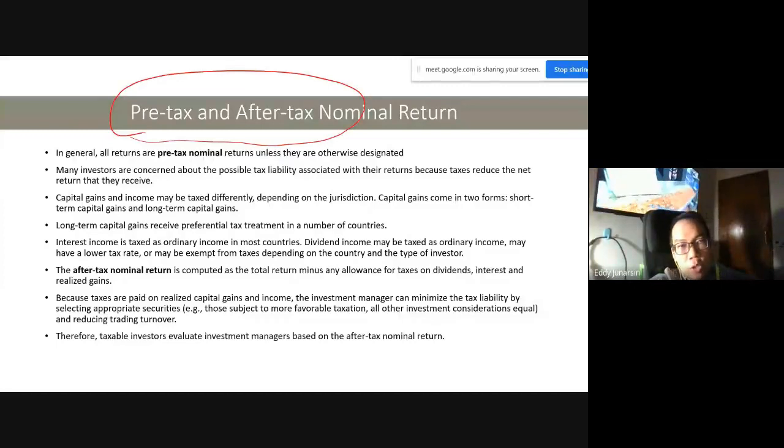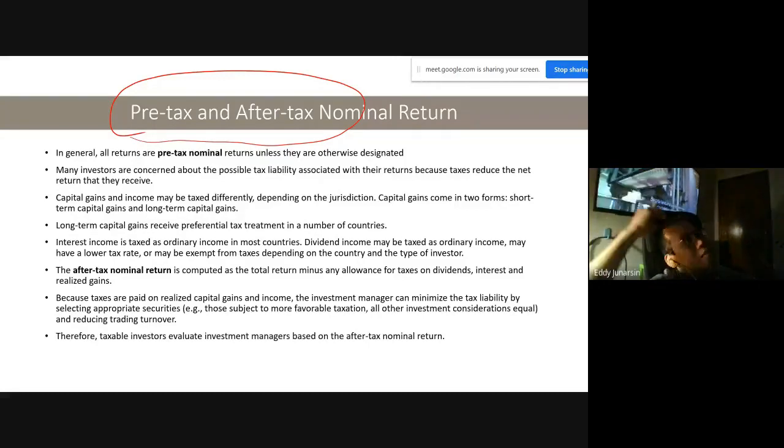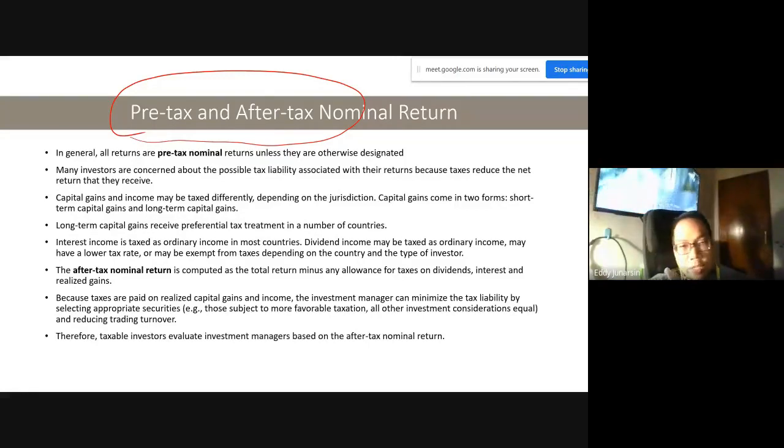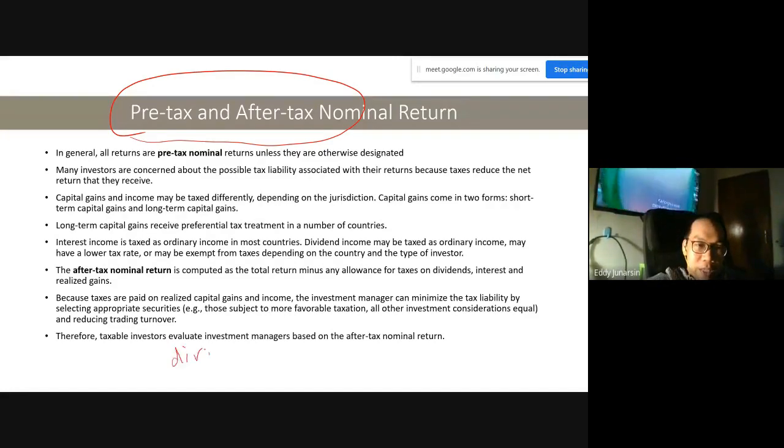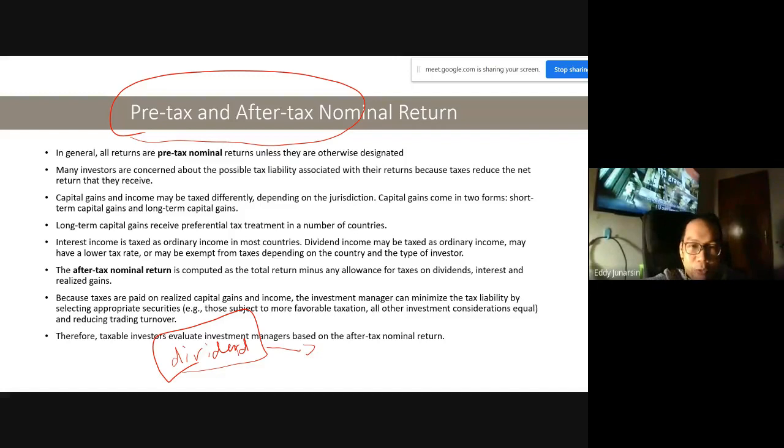Fortunately, in Indonesia, if you do stock trading, the capital gains tax is fixed. It's not progressive, right? But in the United States, it's quite complicated. If you receive dividends, your tax will follow the tax bracket. So this is quite heavy.